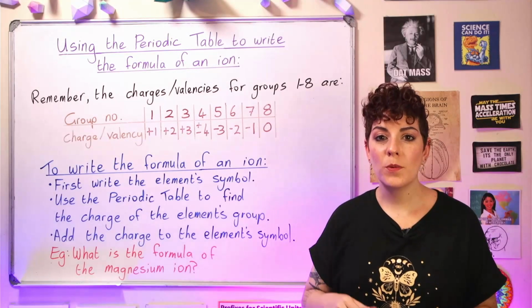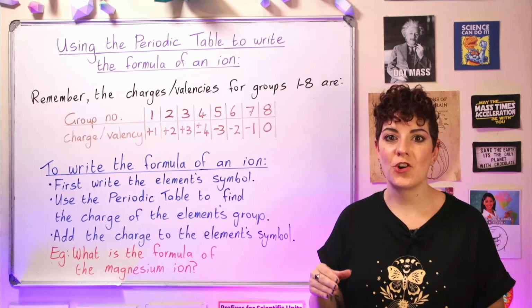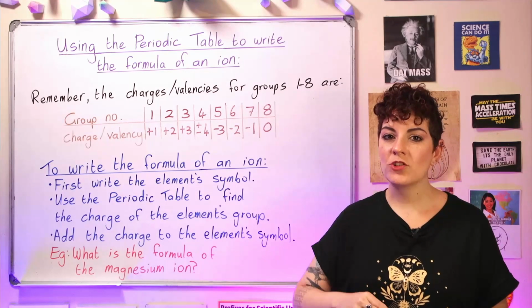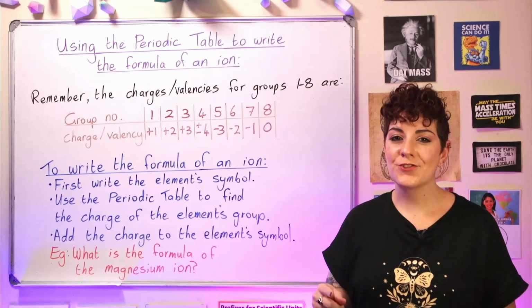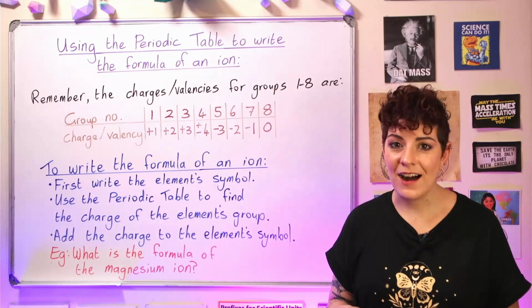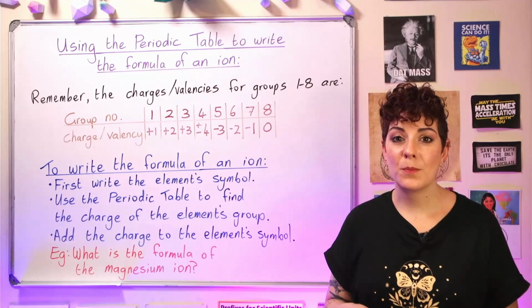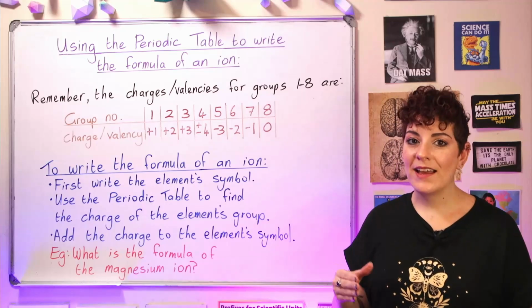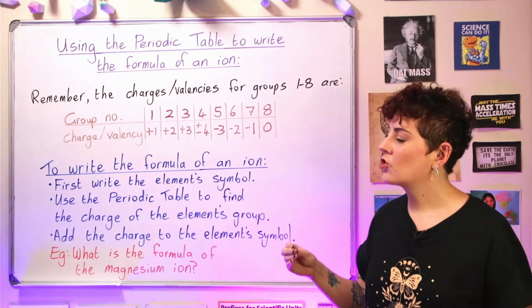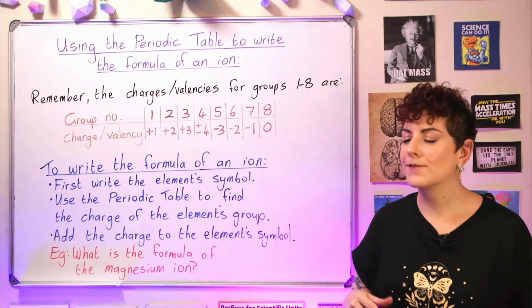Okay, so before we look at writing chemical formulae using this thing called the crossover method, let's quickly remind ourselves how we can use the periodic table to write the formula of an ion. It's important to be able to do this in many different parts of chemistry, including writing chemical formulae. Now, as a friendly reminder, the charges or valencies of groups 1 to 8 are as follows.